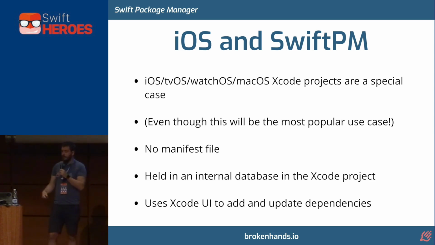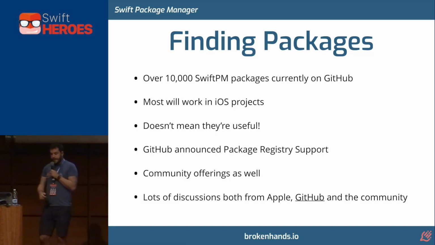So this is great. So you want to go and use it. How do you find some packages? There are currently over 10,000 Swift Package Manager packages on GitHub, which is quite a lot. Most of these have come from the server-side world. But because they are all just based on Linux, most of them will work in iOS projects. Doesn't mean they're useful, though. So don't go out and grab everything you can.